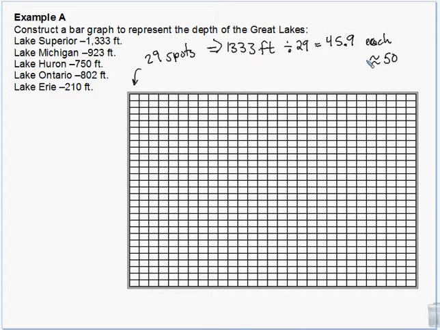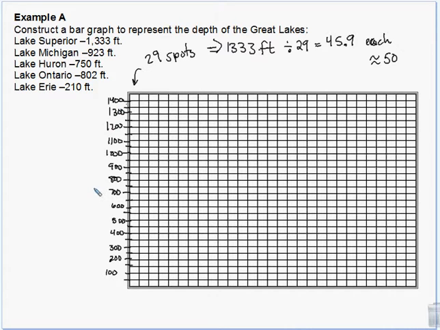So I take the largest range, divide it by how many spaces I have, and then come up with my scale from there. So 50, 100, 150, 200, 250, 300, and so on. I'm going up by 50s, but I'm only writing every 100 because otherwise it's too crowded and I can't see. Does that make sense? Then 600, 650, 700, 750, 800, 850, 900, 950, 1,000, 1,050, 1,100, 1,150, 1,200, 1,250, 1,300, 1,350, and then 1,400.